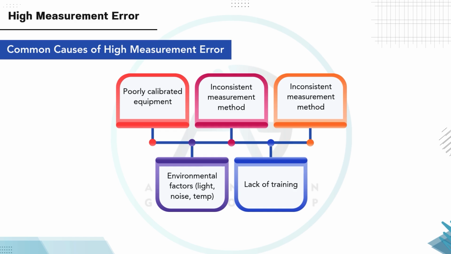Environmental factors. Conditions like lighting, noise, and temperature can interfere with measurements, especially in sensitive environments. These need to be controlled or standardized as much as possible. Lack of training. Even if we have the right tools and methods, untrained or poorly trained staff can introduce errors. Training ensures consistency in how measurements are taken. The takeaway here is that both human and technical factors contribute to measurement error. By addressing these root causes, we can significantly improve the reliability of our measurement system.